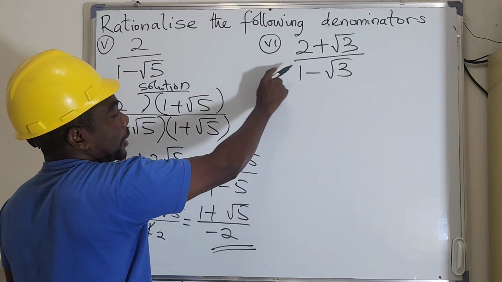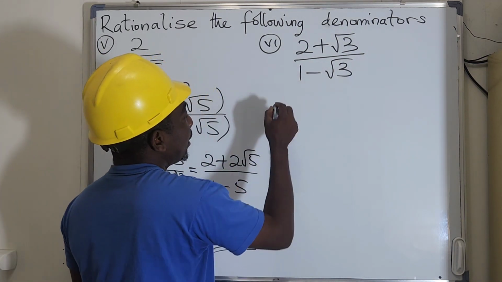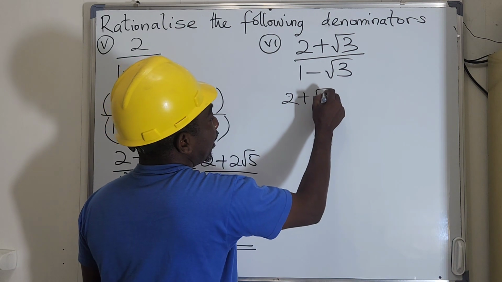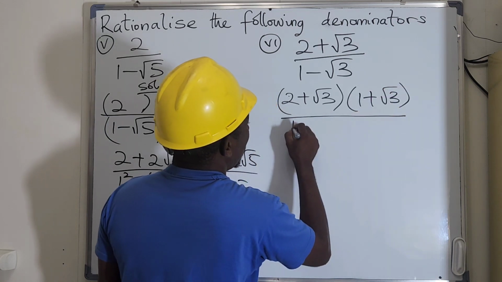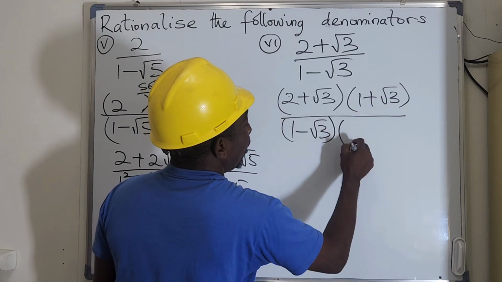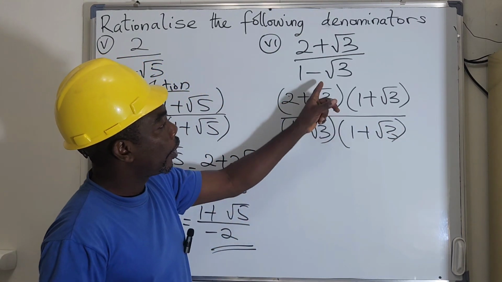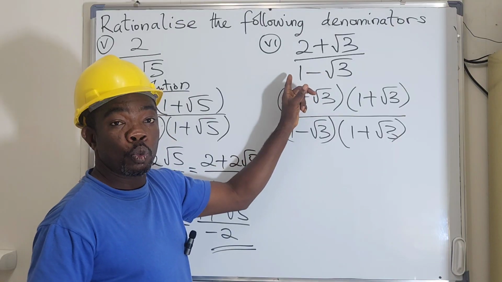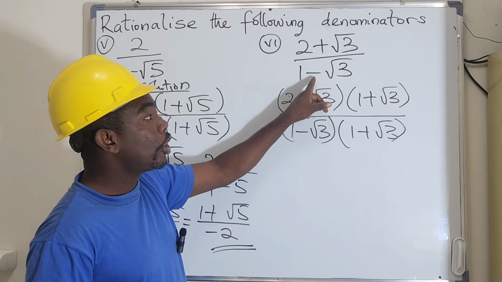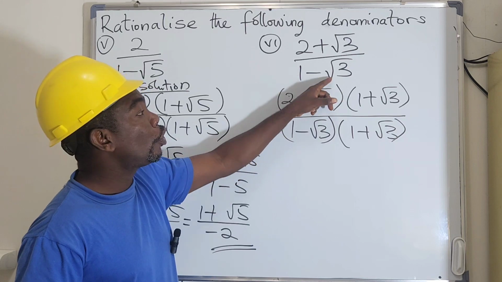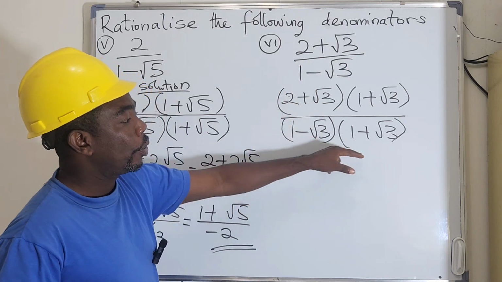So the next one, number 6, which is 2 plus root 3 all over 1 minus root 3, is the same thing as 2 plus root 3 times 1 plus root 3 all over 1 minus root 3 times 1 plus root 3, because we always multiply by the conjugate of the denominator. And we say that the conjugate of the denominator is to change the sign in between the two numbers. If it is minus, we change it to plus. If it is plus, we change it to minus. So that is why we have this.